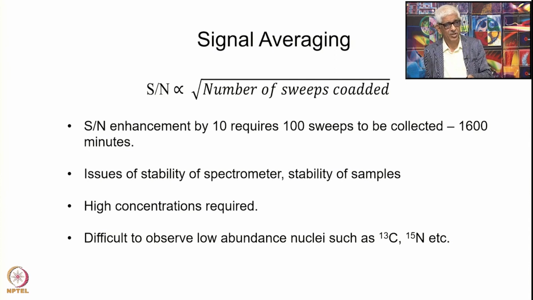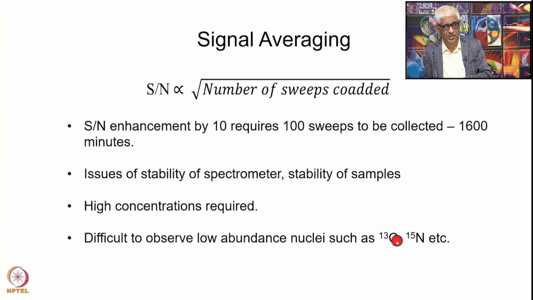And you do not want to do it for that long. To get a good spectrum, you will have to use high concentrations of the sample, so that your signal intensity is inherently higher. Obviously one had to use half a molar sample or sometimes 1 molar sample. But if we have low solubility, such samples cannot be studied. Things which are not soluble in the solvent become very difficult to study, and it is difficult to observe low abundance nuclei such as C13 and N15.